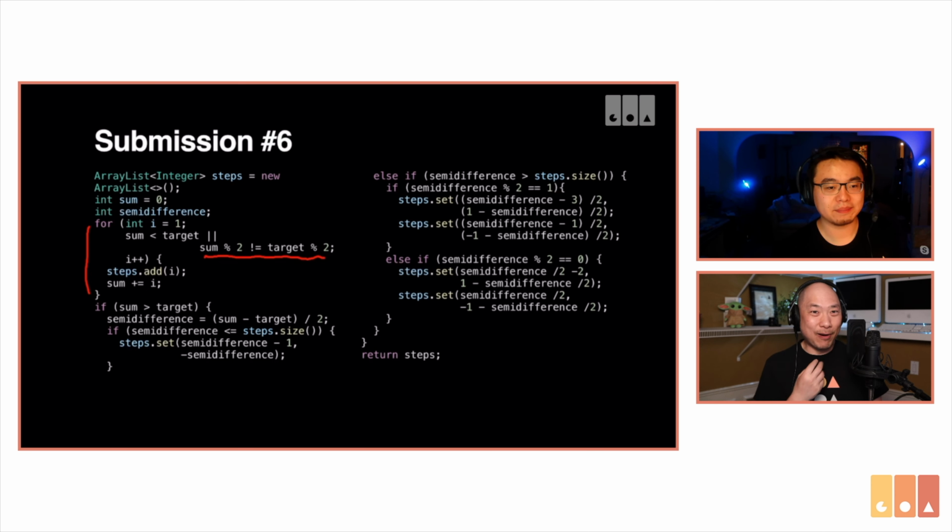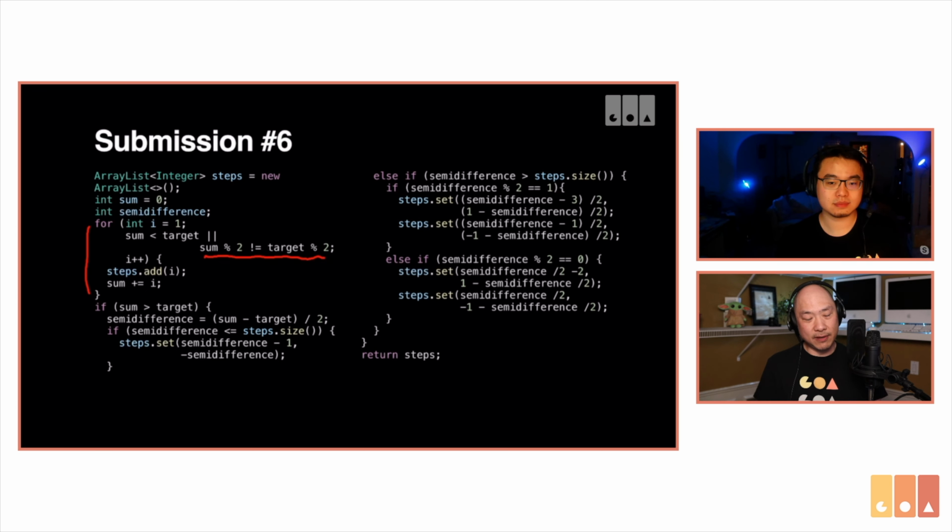But you see how hard it was for us to explain that? So that means this logic is pretty convoluted, right? Basically, if both the sum and the target are even, the difference is even. If both of them are odd, the difference is also even. But if one is even and the other is odd, the difference is odd. So what you're actually checking for is that you want the difference to be odd, right?